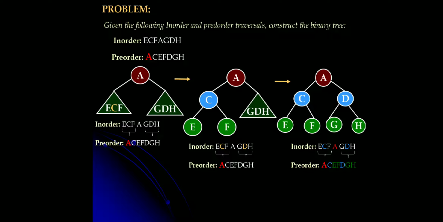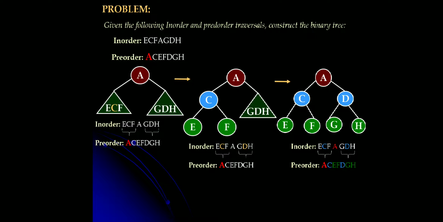So try to do the in-order traversal. What will you get? It is ECF. It is left, root and right. So ECF, A, then GDH. Yes, it is correct. What about the pre-order traversal? Pre-order traversal procedure is root, left and right. First visit the root. It is A. Then go to the left subtree. Visit the root, C. Then EF. ACEF. Then DGH. Yes, it is correct. That means the binary tree you have constructed is correct.